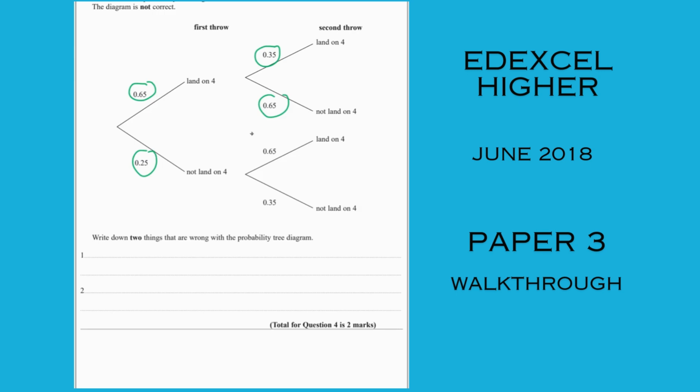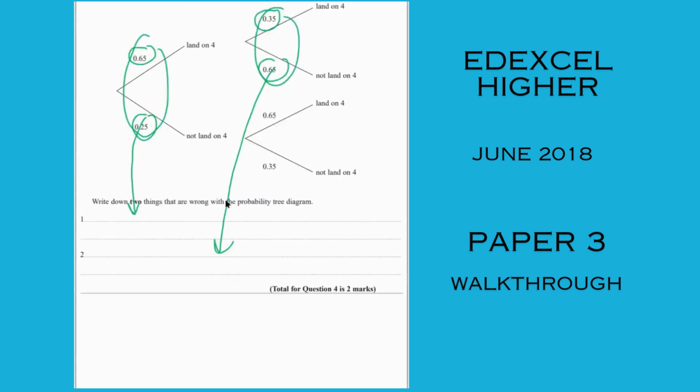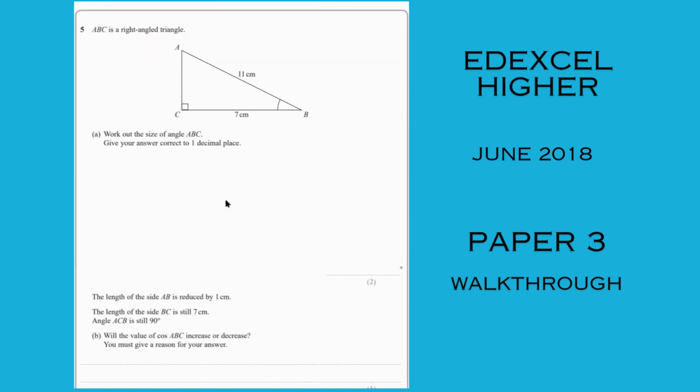And nothing wrong with circling them, by the way. If you do struggle to explain yourself, don't worry about doing stuff like that. It's perfectly acceptable to just, a picture says 1,000 words and all that. Explain it in your own words, but feel free to use diagrams if you struggle.